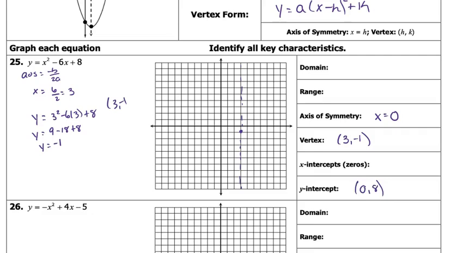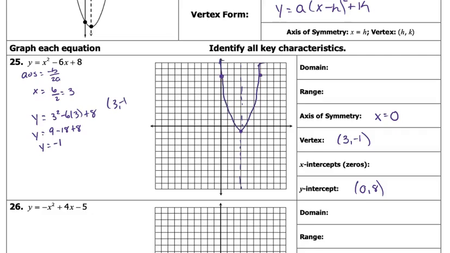So let's go up to 8. 1, 2, 3, 4, 5, 6, 7, 8. There's my y, which tells me that using symmetry, if it's 3 this direction to the axis, then my other 3 would be here. And I can draw a pretty good parabola coming up from here to here. Kind of have an idea just by looking at this what my parabola would look like.